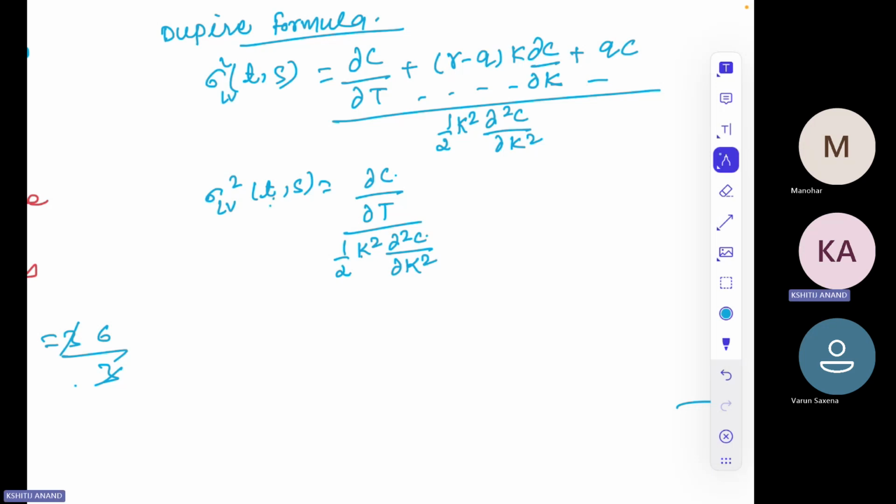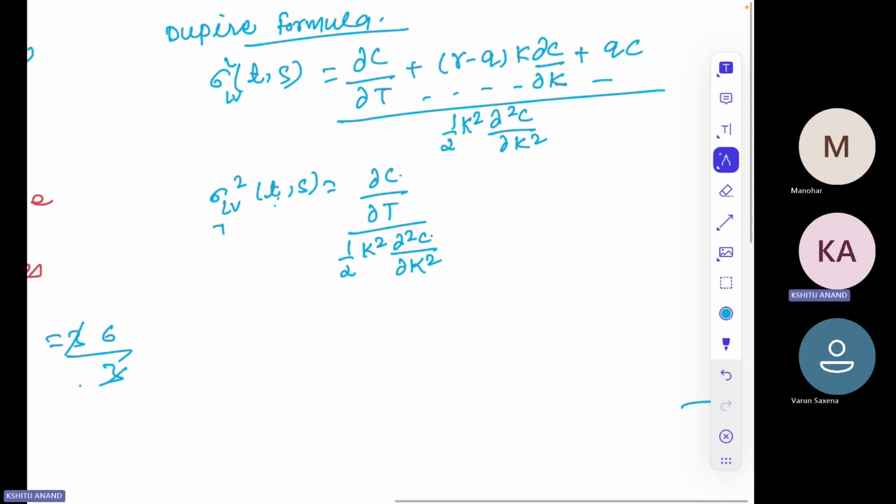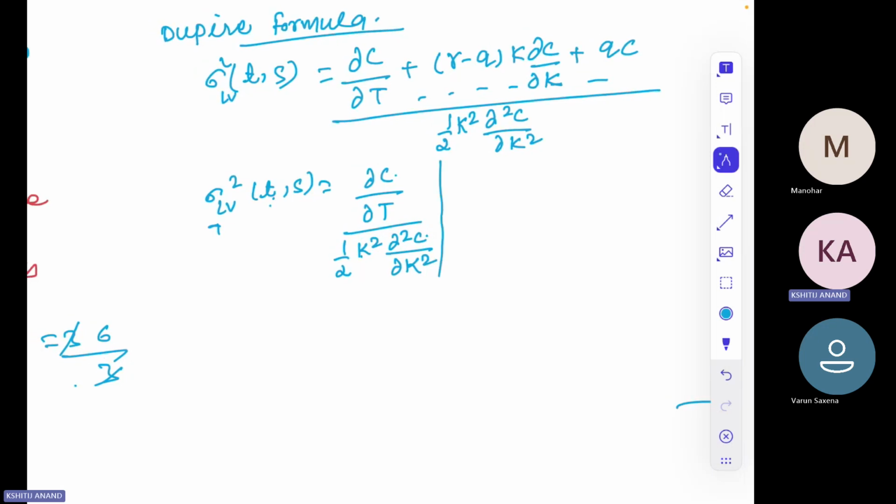But the question again is which call price to take? We have multiple options. Again, please remember that this sigma is a property of the underlying. Which call prices to take, right? Take that call option which has a strike price equal to your current S and a time to maturity of current T.